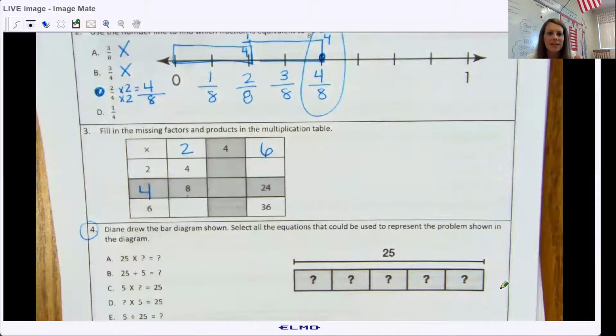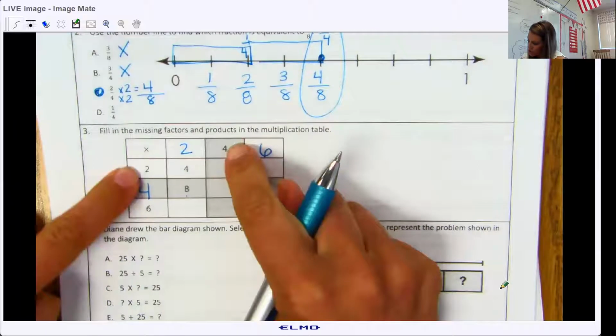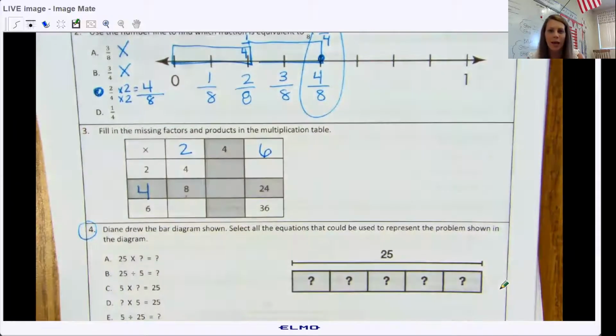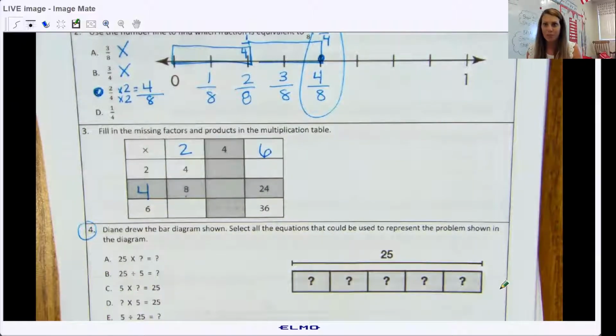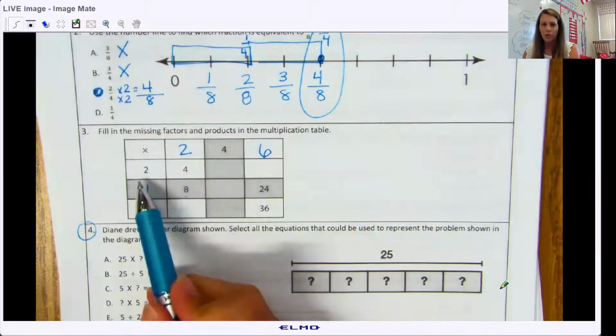It equals 6. Now you should be able to fill in the rest if you just match them up. Okay, so go ahead and hit pause. When you are ready, we will go over the answers. All right, so hopefully you've got all of this filled in. So let's just start with our 2's.